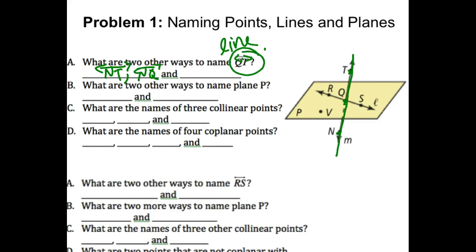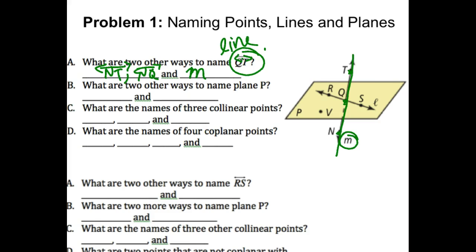Now the other way to name a line is with a lowercase letter. So that's not referring to a point. If you look, there's this lowercase letter M along there, so we could also call it M. And when we write it with just one letter, we actually write it lowercase, typically in an italic or cursive font, and it does not have a line above it when it's only written as one letter.